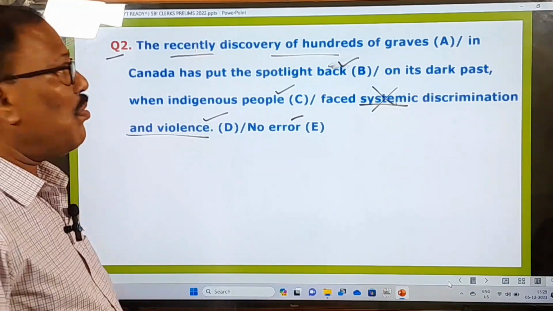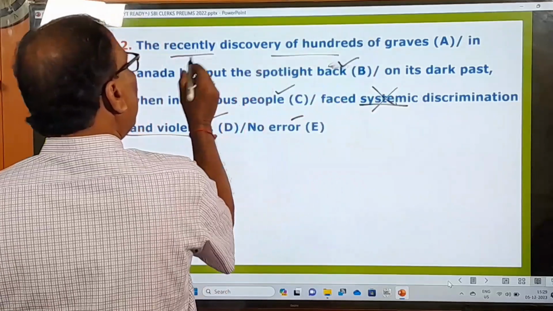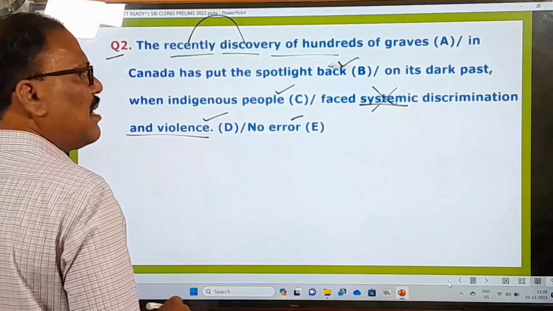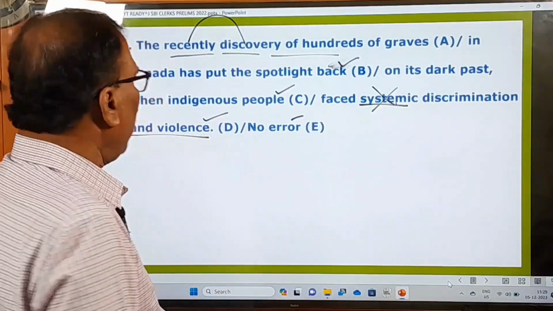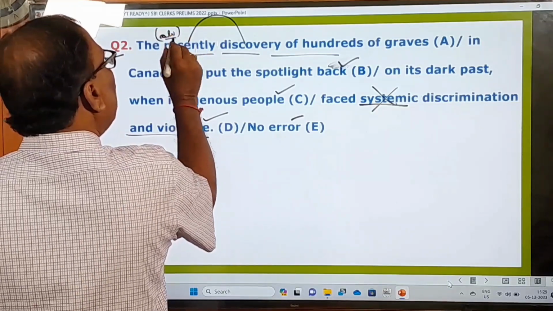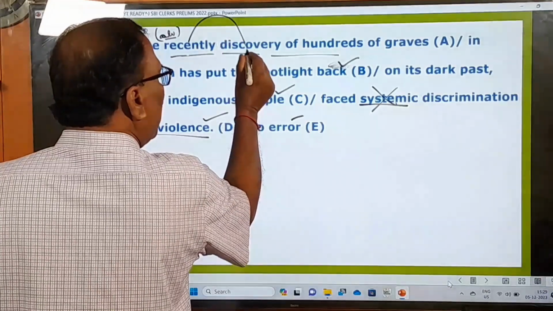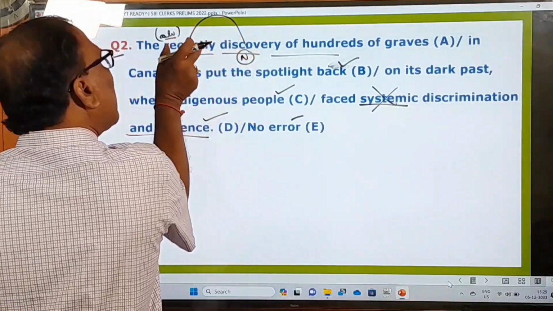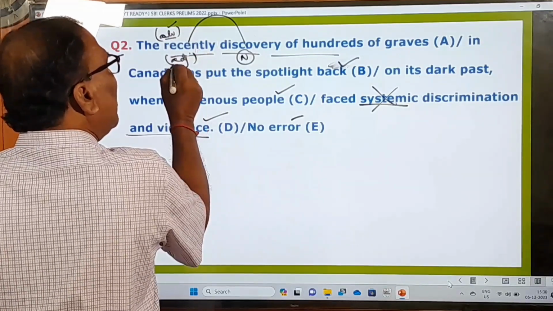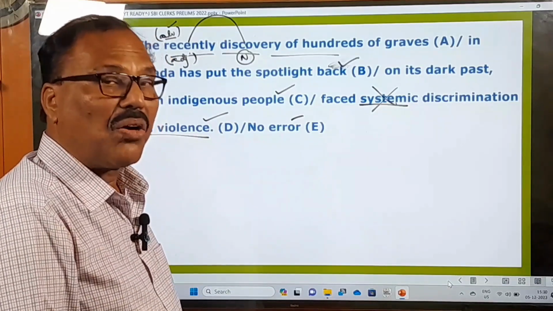Again, the A part. Why? That means the recently discovery of hundreds of graves. So here, "recently discovery" is grammatically incorrect, because recently is an adverb. What is the word given after recently? A noun is given. A noun cannot be described by an adverb, but by what? An adjective. A noun is always described by an adjective, not by an adverb.